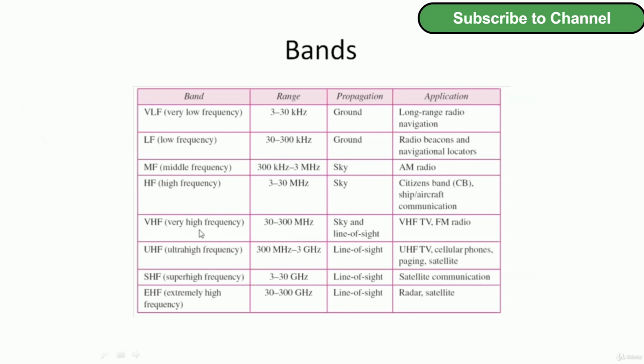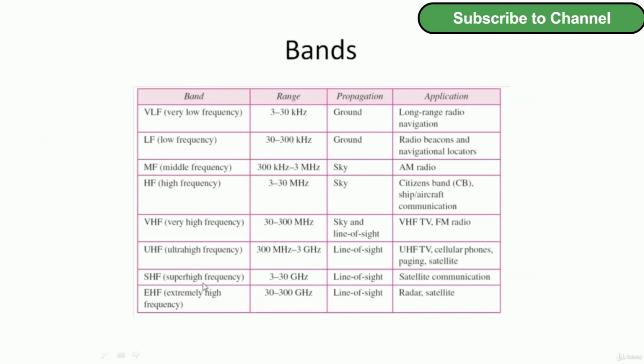Then VHF, very high frequency band, 30 to 300 megahertz, sky and line of sight propagation, used for VHF TV and FM radio. Then UHF, ultra high frequency, 300 megahertz to 3 gigahertz, line of sight propagation is used. UHF TV, cellular phones, paging, and satellite, these are the applications.